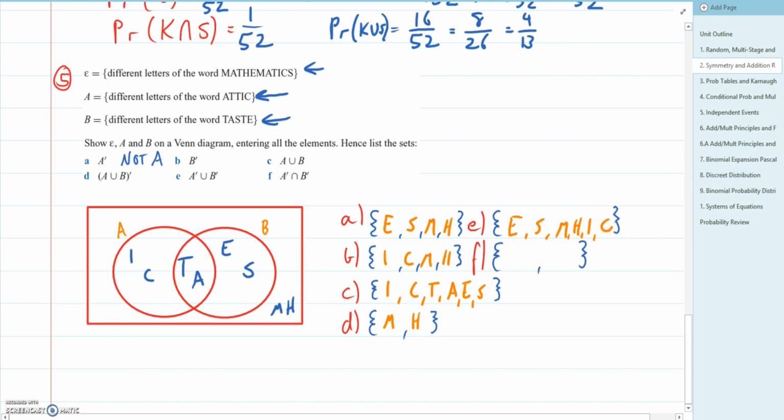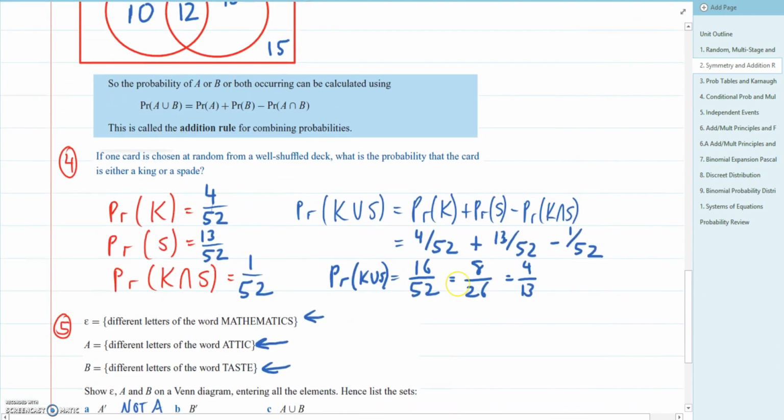And F is not A and not B. Not A and not B is just M, H for that final one. So just be careful with all those markings. Of course, those apostrophes mean not whatever that event is. But most importantly, and you'll come up against this later on through these lessons, is this addition rule here. So make sure you've written that down and you've just practiced with that a bit as well.